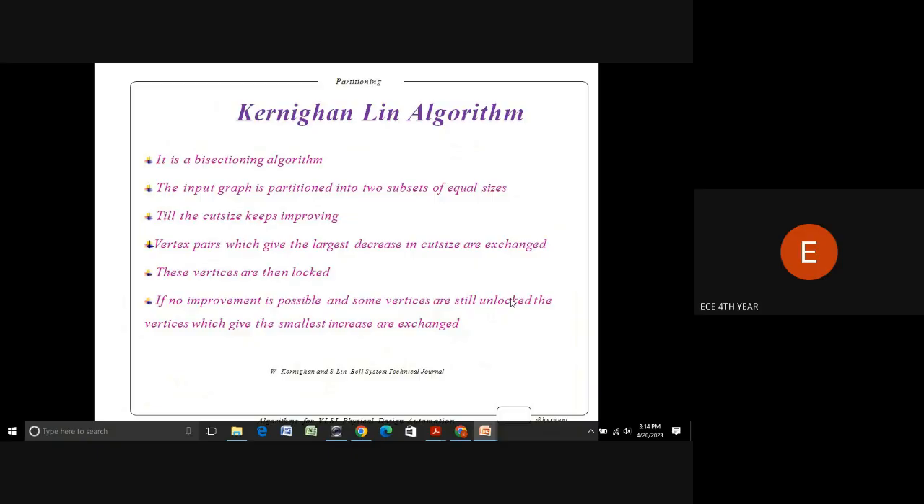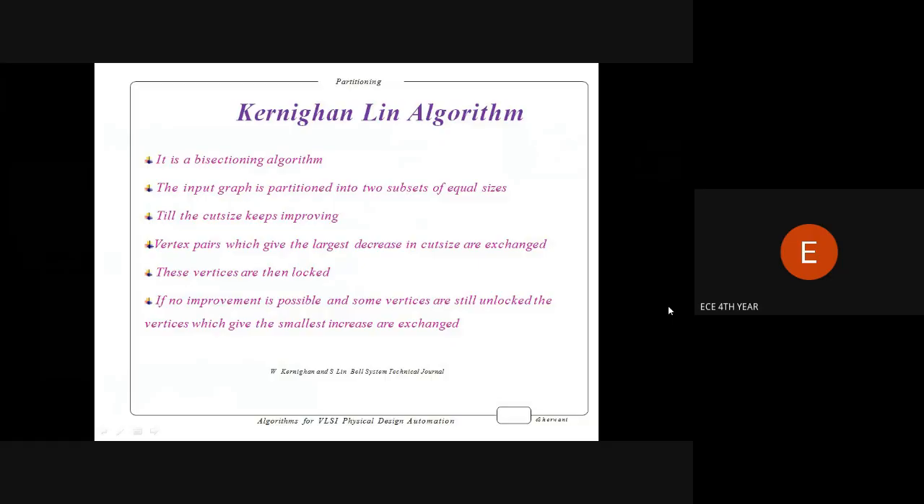So these are two people, Kernighan and Lin. You can see their journal. They have given this algorithm. It is a bisectioning algorithm, so it is a bipartition. The input graph is partitioned into two subsets of equal size, and it continues as long as the cut size keeps improving.